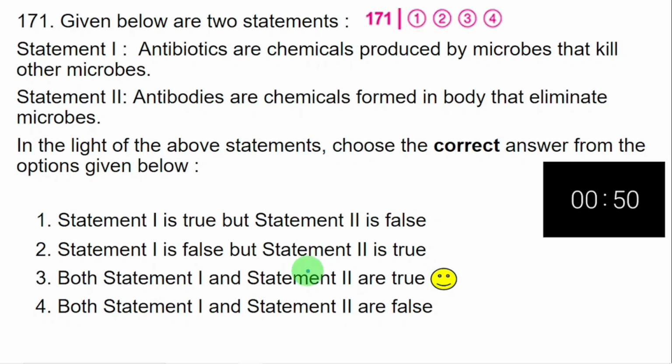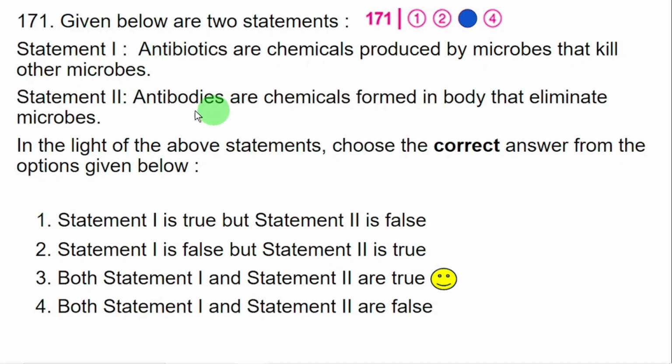So mark it on the OMR sheet. 171.3. So this is the time taken to attempt this question. So see, statement questions are intricate questions. So you have to read it and analyze it thoroughly, every part of it, and then only mark your answer on the OMR sheet. So let us understand what antibiotics and antibodies are.